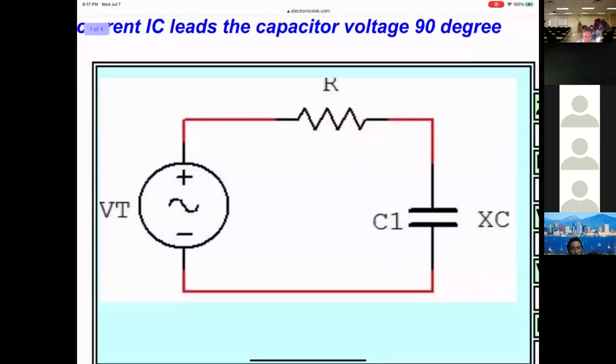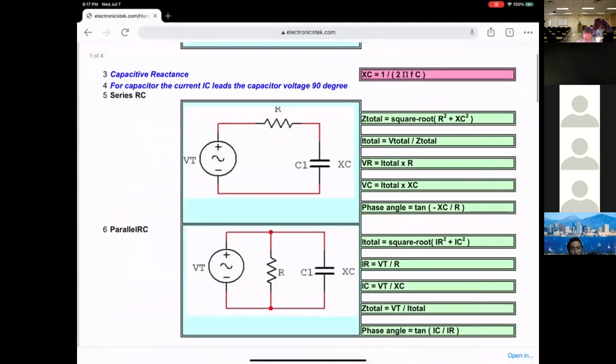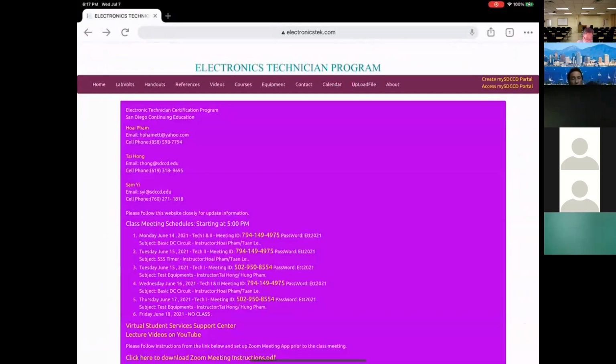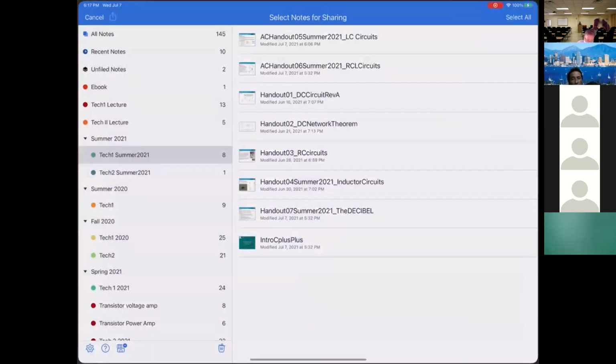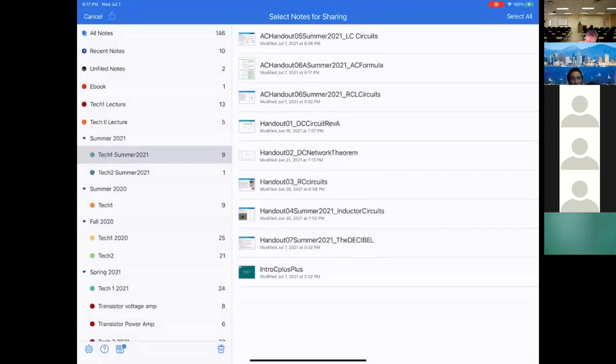And they give you everything. Okay. Total resistance, total current, VR, VC, and the phase angle. Okay. Is that a PDF, Mr. Brown? Did you say you had that available as a handout or no? Yeah. Uploaded as a handout. Thank you.